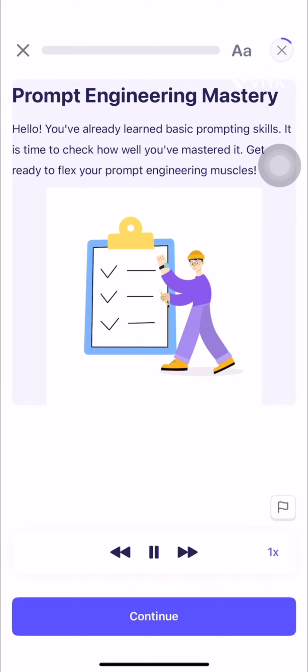Prompt Engineering Mastery. Hello! You've already learned basic prompting skills. It is time to check how well you've mastered it. Get ready to flex your prompt engineering muscles.